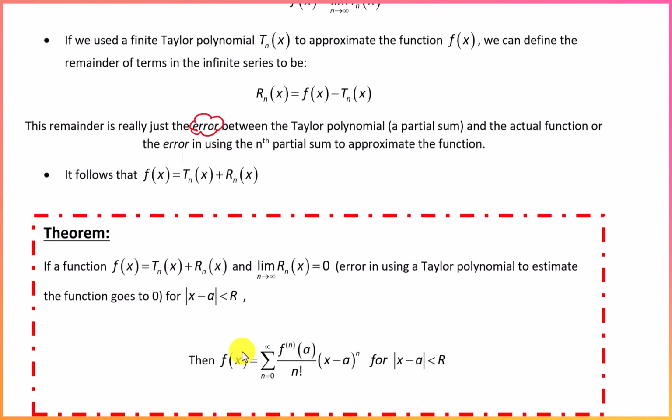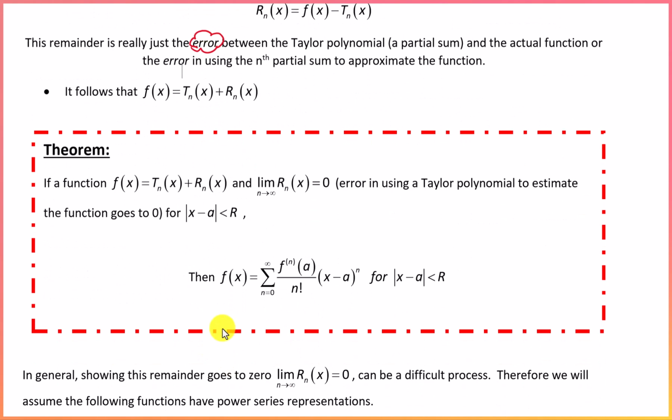And then we have this theorem. If a function is its nth Taylor polynomial plus the remainder in using the nth Taylor polynomial, and that remainder goes to 0, that means the error goes to 0 as n goes to infinity, then the function has a power series representation. So that's what it means.